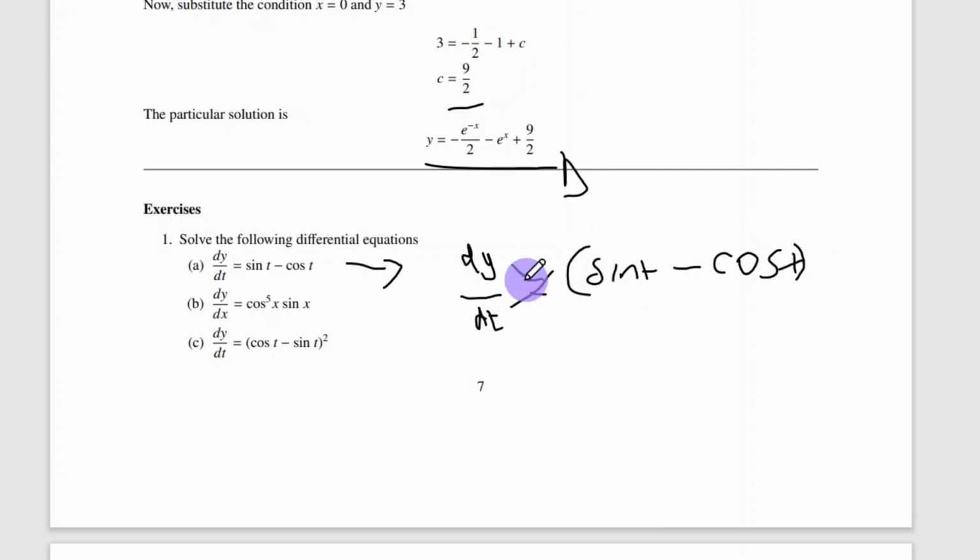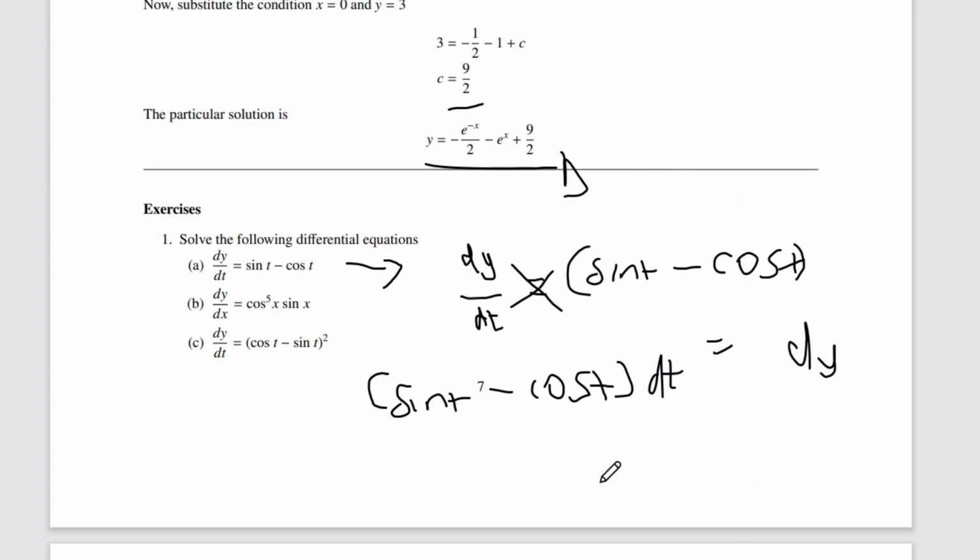Then cross multiplication, and you will have (sin t minus cos t) dt, which equals dy, since dy multiplied by 1 is dy. Then it's direct integration. The integration of sin t is minus cos t, and the integration of cos t is sin t, so it will be just sin t. It's not going to change.